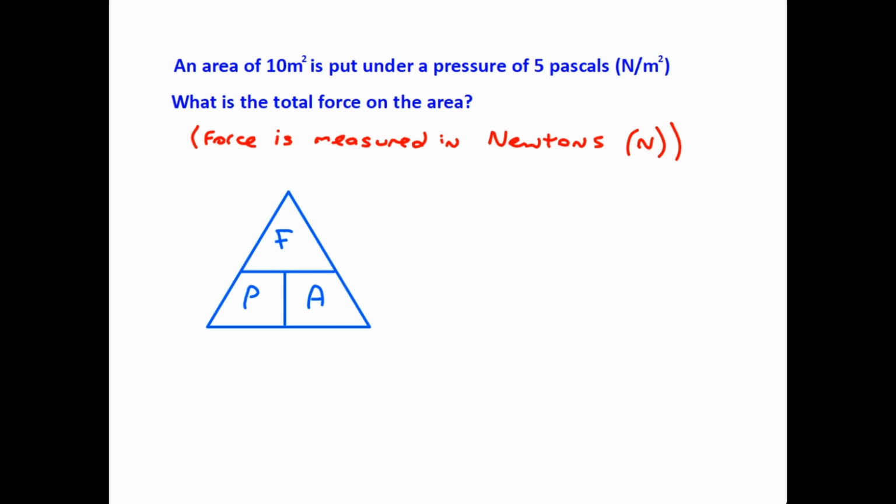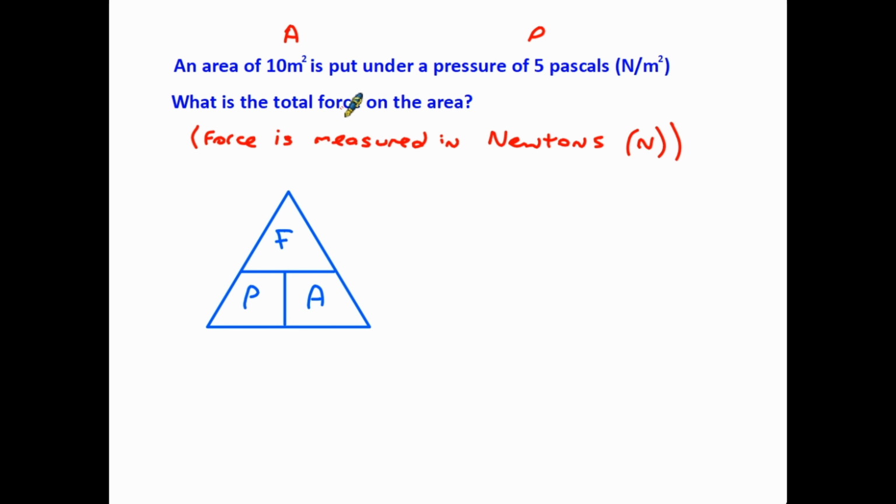And finally, the one that I think is the most horrible, it's the force, pressure and area triangle. Here's a question: an area of 10 meters squared, so okay, that's area, is put under a pressure, okay, we've got pressure, of 5. Now here's where it becomes horrible, there are some possibly unfamiliar units here, a pressure of 5 pascals. Now a pascal is a Newton per meter squared. Newton is the unit of force. I've written here, force is measured in newtons. And we're being asked for the force.